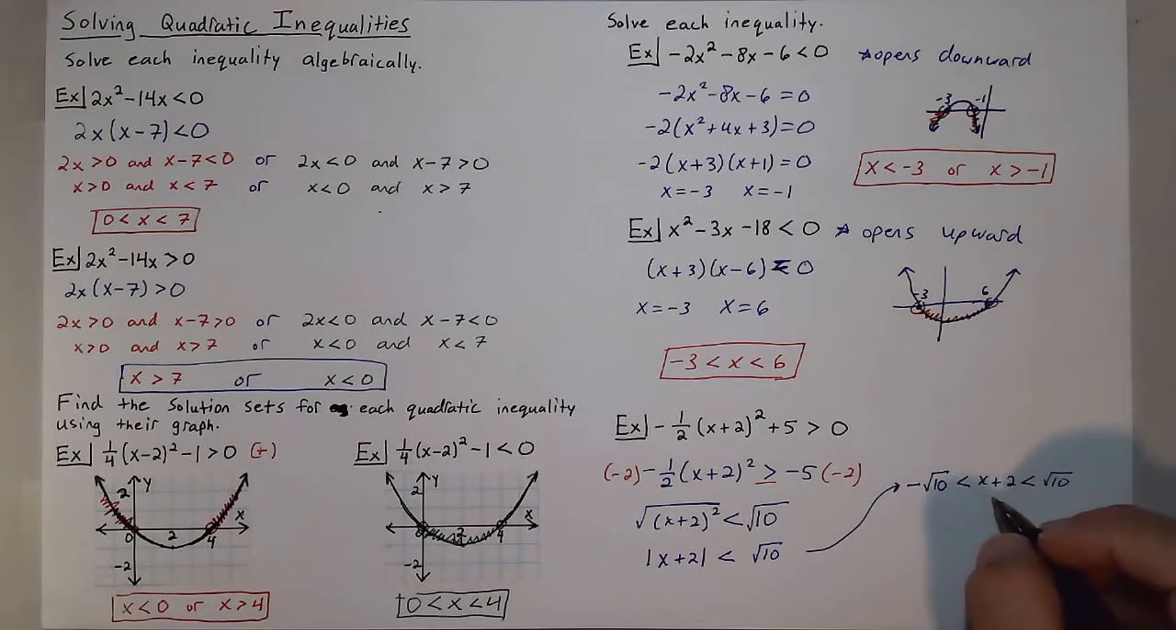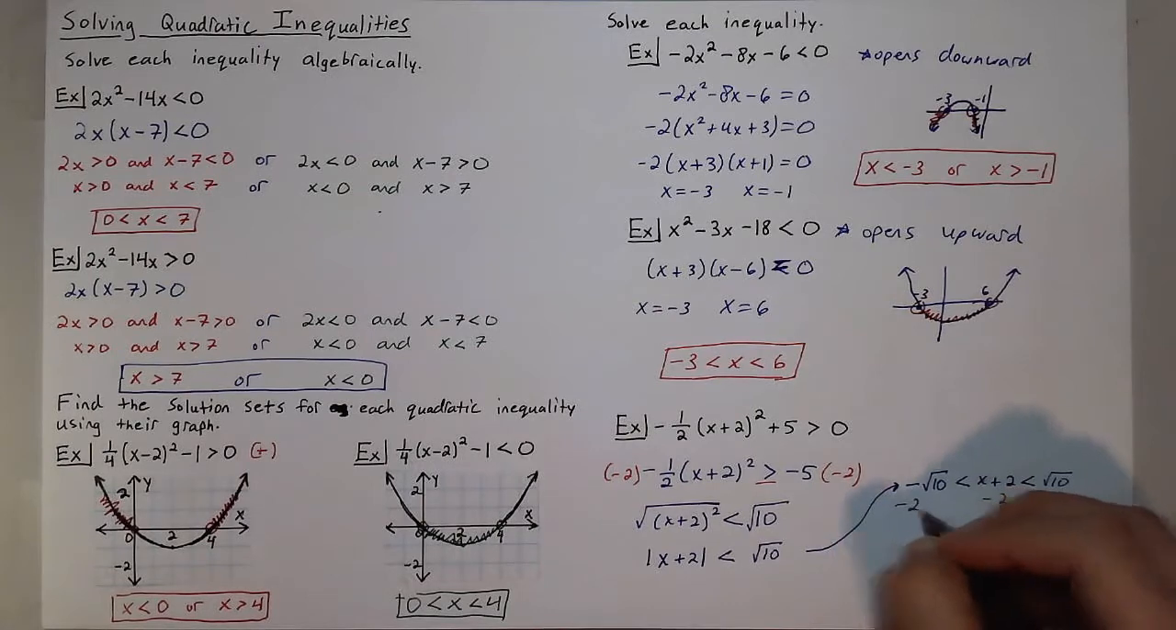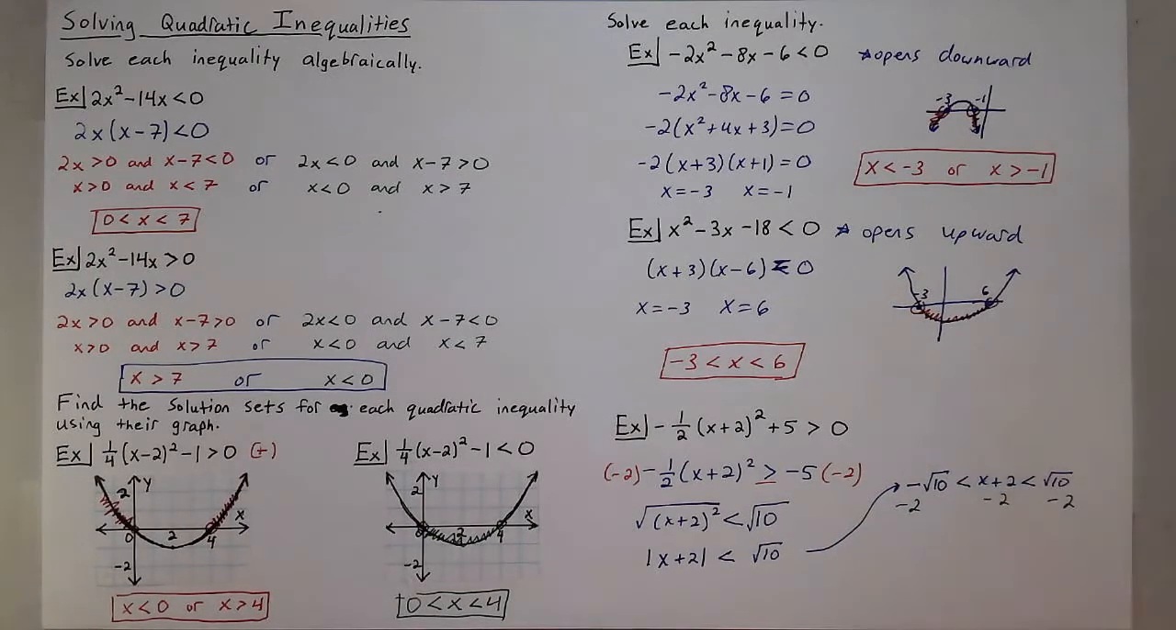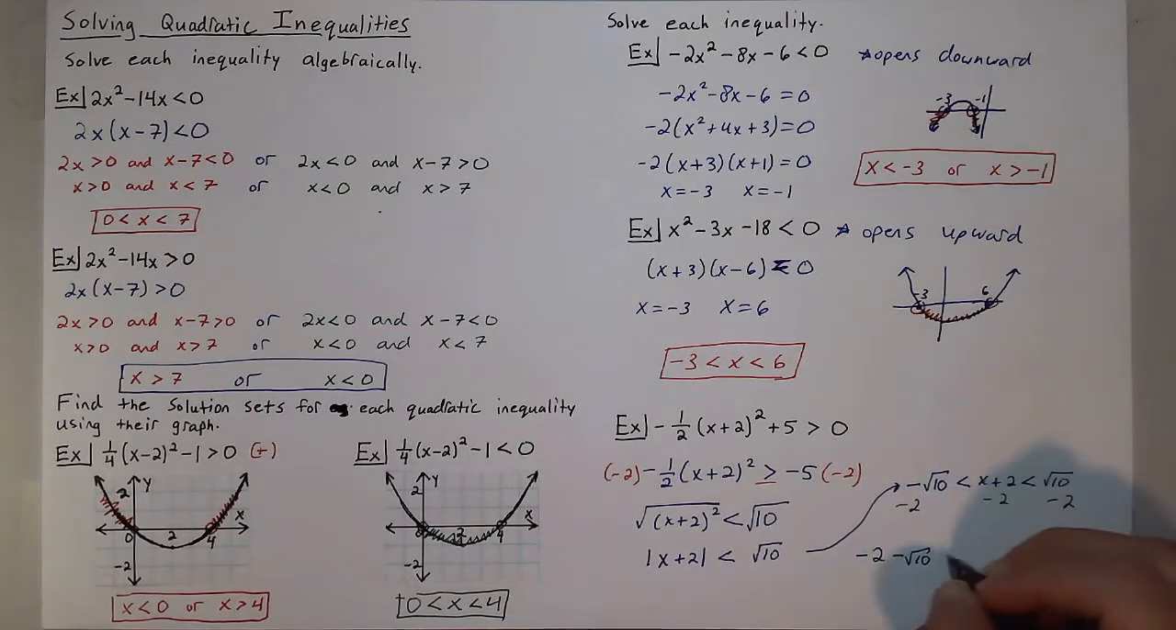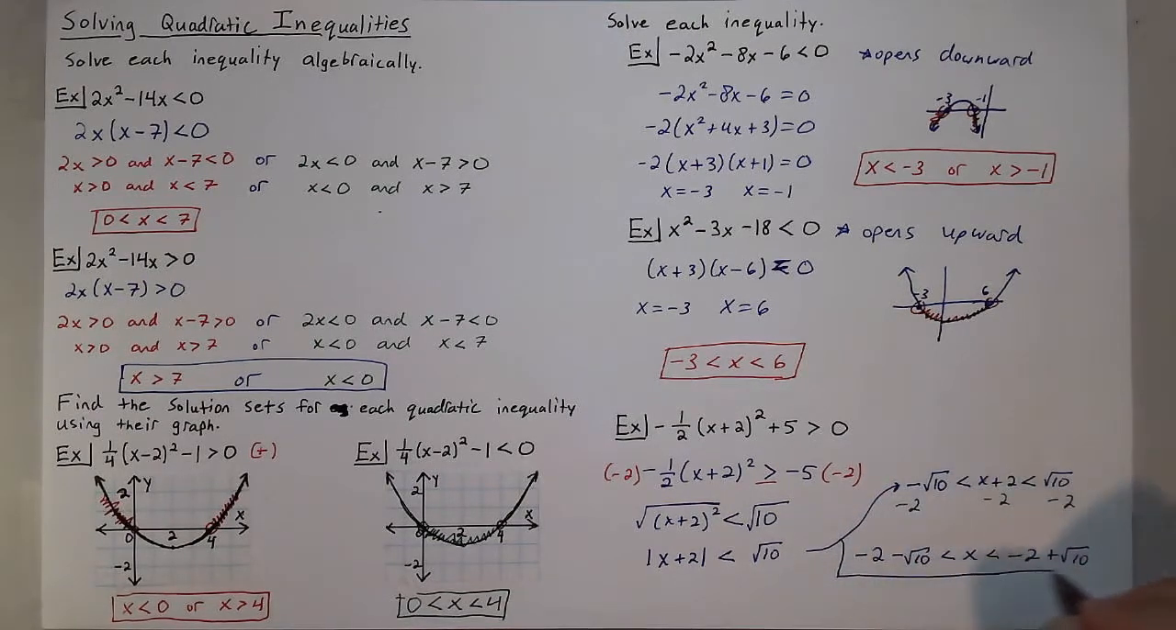But to finish this off, we'll subtract 2 from all parts of the inequality. And I'll get that x is in between negative 2 minus the square root of 10 and negative 2 plus the square root of 10. This is just another way we can go about solving these quadratic inequalities. And that is how you solve a quadratic inequality.